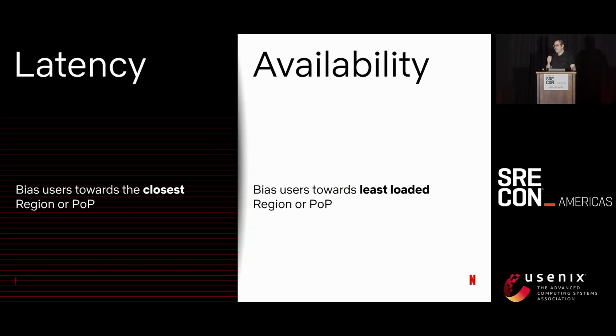And when we're making that placement decision, we're really making a trade-off decision between latency and availability. We could bias users to go to the closest region or POP, or we can try to bias them towards the least loaded region or POP. And it turns out that this is in constant conflict. We have to make a decision about which of these we're going to prioritize. And as you'll see throughout this talk, as we prepare for load spikes, we're probably going to generally bias away from latency, which is your typical bias, and we're going to bias towards availability.